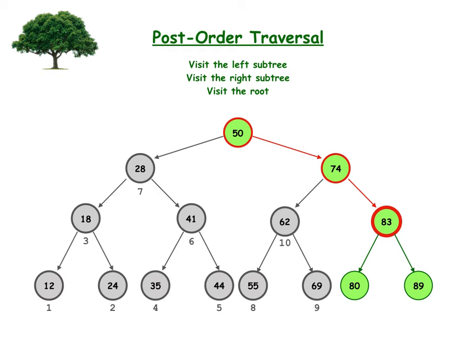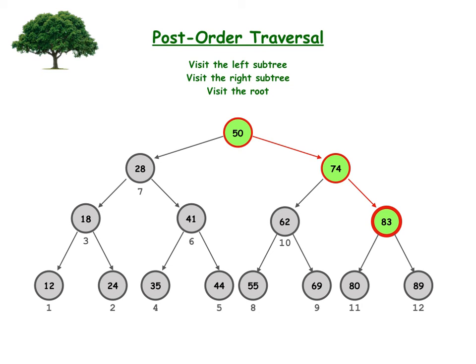Likewise at 83. Before we can visit 83, we must go to the left. 80 has no left subtree. It has no right subtree. Thus, we visit node 80. Right. Come back up. Before we visit 83, we must go to the right. So we go down to 89. 89 has no left. It has no right. Thus, we visit 89 next. Now that we're done with 89, we come back up.